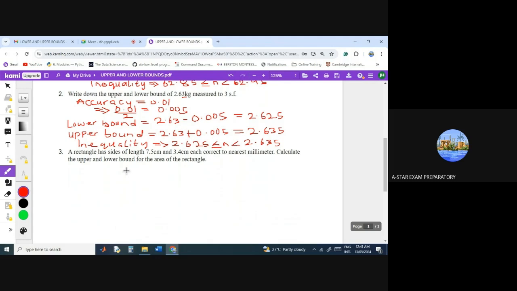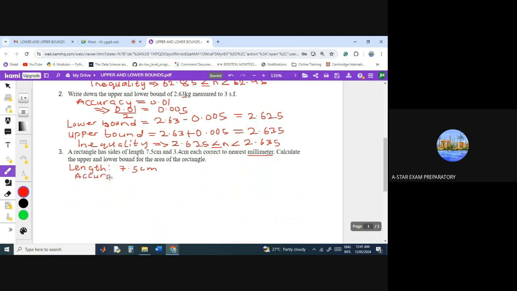Now we're asked to calculate the upper and lower bound for the area of the rectangle. So first of all, we need to calculate the upper and lower bounds of our length and our width. So the length we see is 7.5 centimeter. Now to the nearest millimeter, that is, we need to find the accuracy.